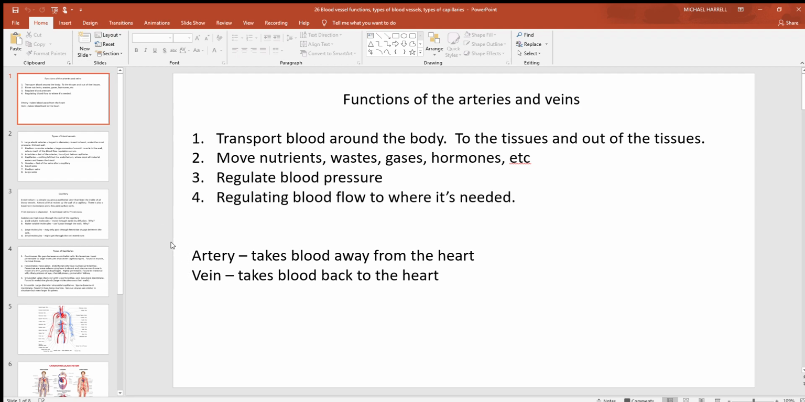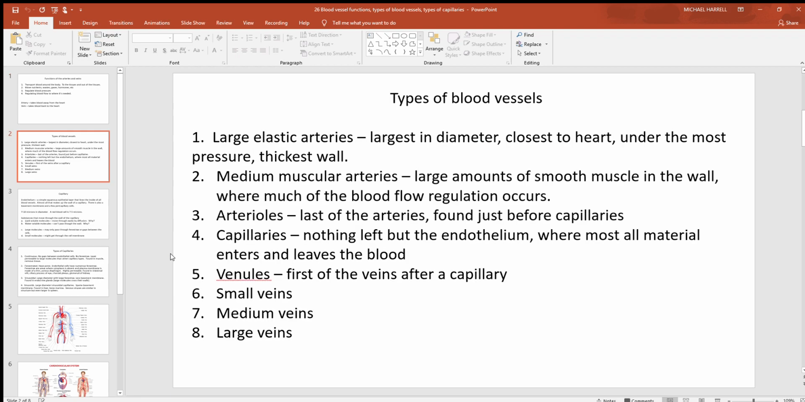And remember, when you look at arteries and veins, the primary way that you define them is by the direction of the blood flow going through them. Arteries will always take blood away from the heart and to the tissues, and veins will always do exactly the opposite. Take that blood out of the tissues and right back towards the heart. Look at these different types of blood vessels you find in the body.